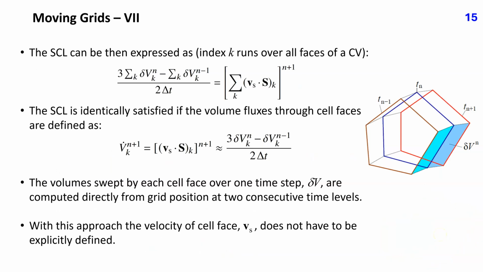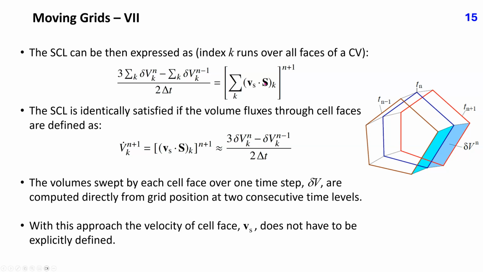The space conservation law can then be expressed as shown in this expression. The index k runs over all phases of a control volume. In this equation, we have sums over all cell phases both on the left-hand side and on the right-hand side. Although this is not a necessary condition to satisfy the equation, we can request that the above expression should be satisfied for each cell phase k.